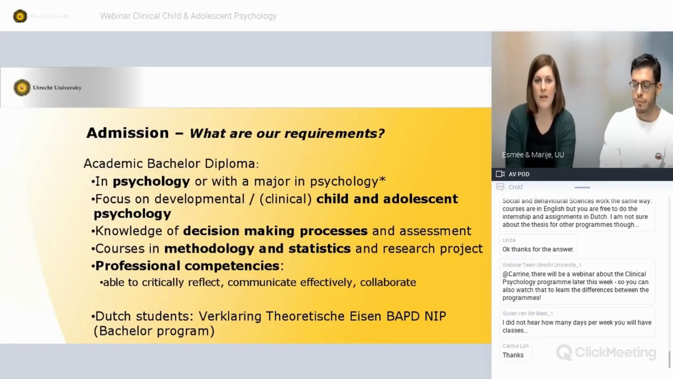Here you see the admission requirements. So in principle, we ask for a bachelor's program in psychology or at least a major in psychology, although students from pedagogical sciences can also apply to our master's program. We have a focus on developmental or clinical child and adolescent psychology, or you need to have that within your background. Knowledge of decision making and assessment, courses in methodology and statistics up until multivariate statistics. And we want to see something on your professional competencies.